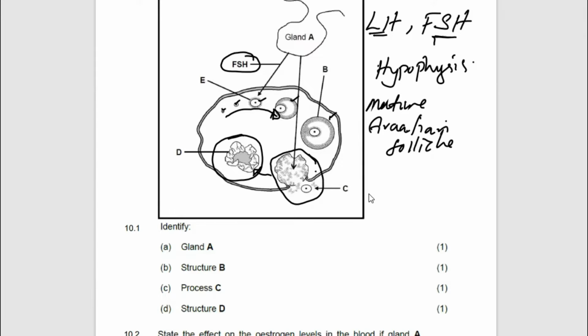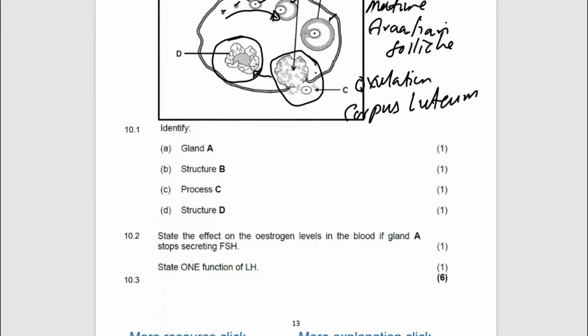And then process C, we say that this is ovulation. And then structure D, we say this is corpus luteum. Don't confuse corpus luteum and corpus callosum. Corpus callosum is found in the brain, while corpus luteum is found in the reproductive system. So we go to the next question.